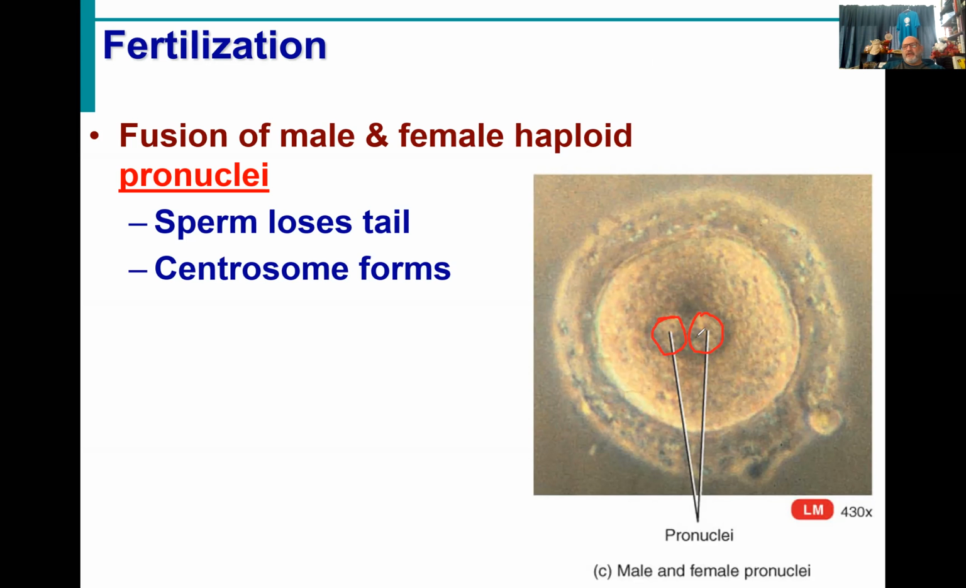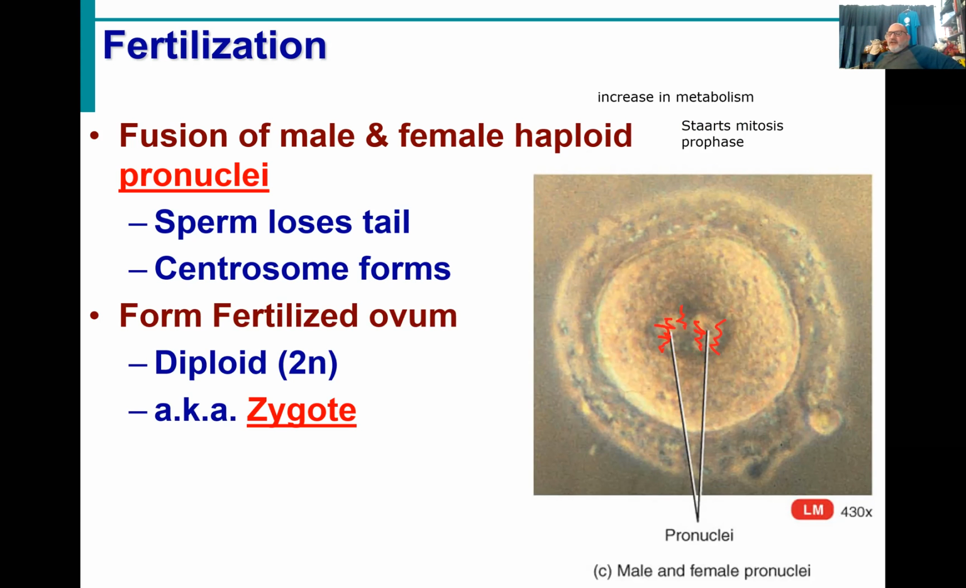So what starts to happen is this cell now sees a dramatic increase in metabolism, and it starts mitosis. Mitosis is, of course, the process of dividing one cell into two identical cells. And in prophase, as we know, those nuclear envelopes start to break down, and our individual chromosomes start to form, so that loose chromatin packs up into those tightly packed chromosomes. At this point, all the chromosomes are together inside of this one cell. We now consider this cell to be diploid, having the 46 chromosomes, and it is now a zygote.